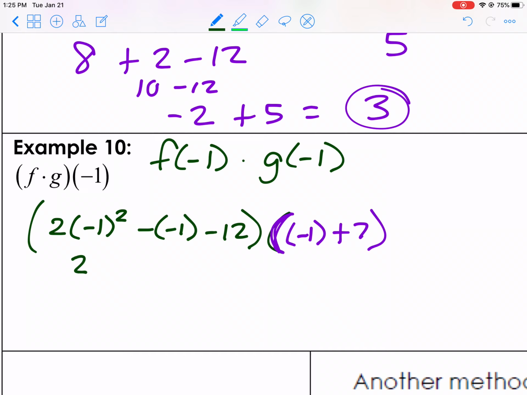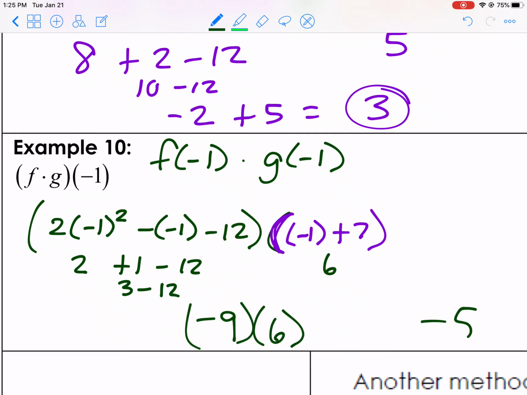So this will be 2 plus 1 minus 12. That's 3 minus 12. I think we get -9. -1 plus 7, that's 6. So I'm going to take -9 times 6, and we get -54.